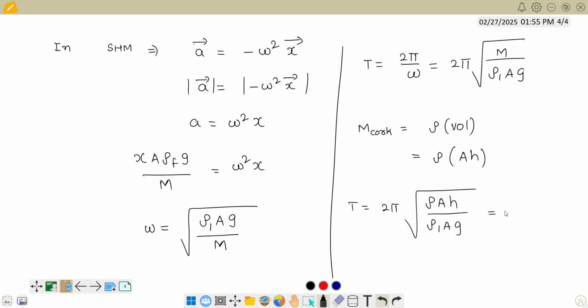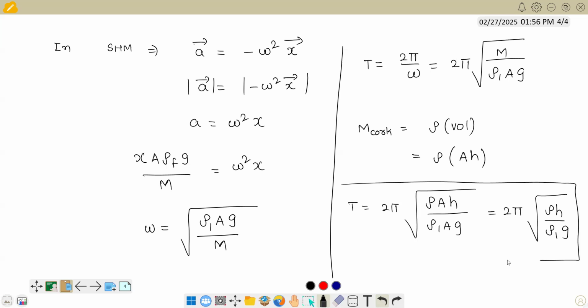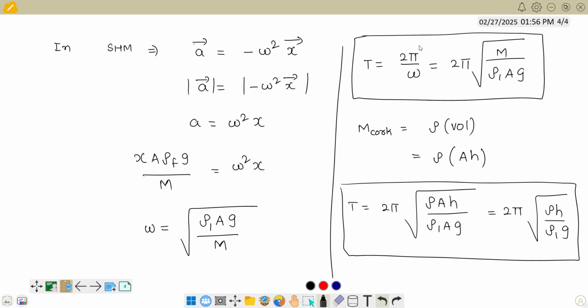So A would get cancelled. So 2 pi root rho h by rho 1 g. So we got the required time period. And this formula is also important: m by rho A g. Think like "rogue". Most of the topics that you see, wherever rho, A, g are given, they will be side by side. This "rogue" word is very important.